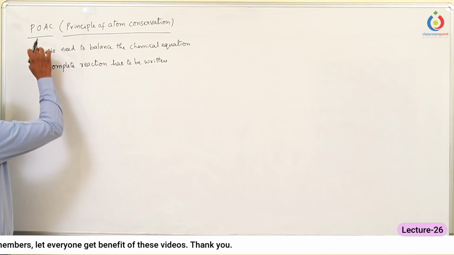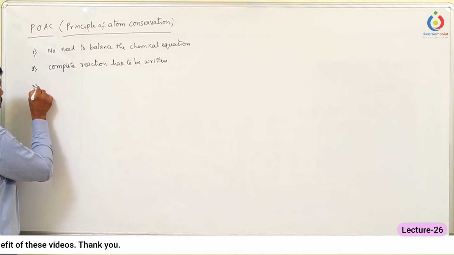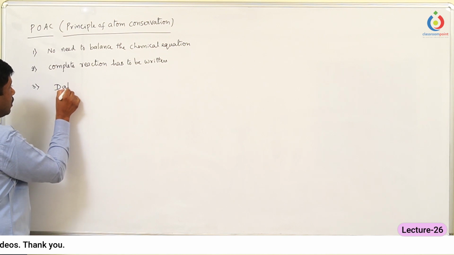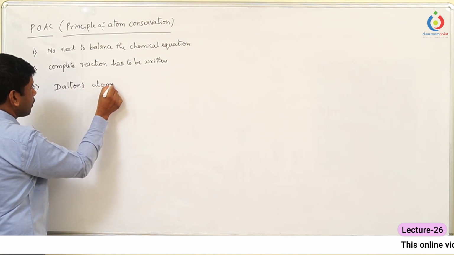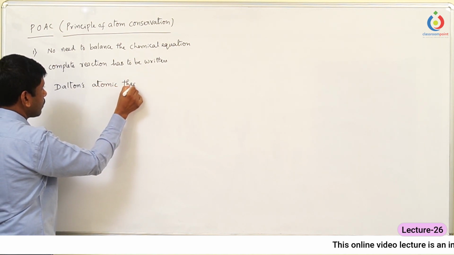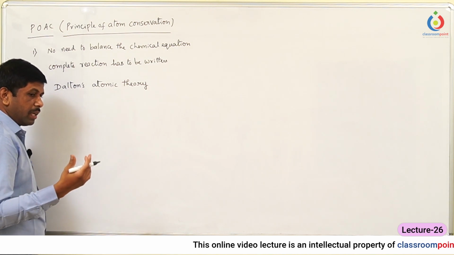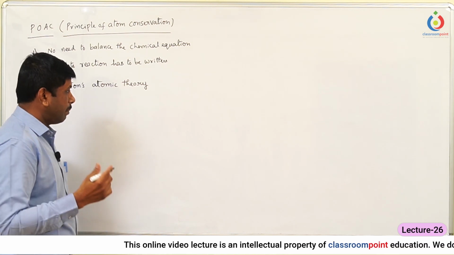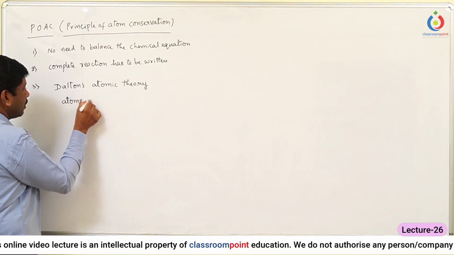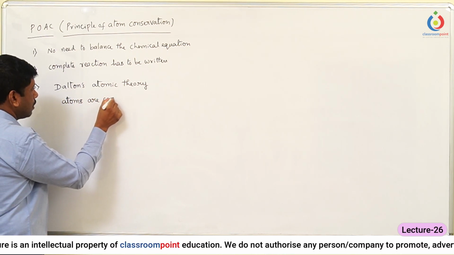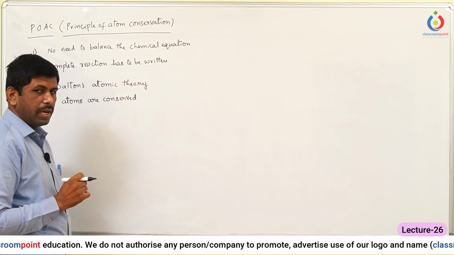And what actually does POAC stand for? What is atom conservation? We know that according to Dalton's atomic theory, atoms can neither be created nor be destroyed. That means atoms are conserved. What is the meaning of atoms are conserved?